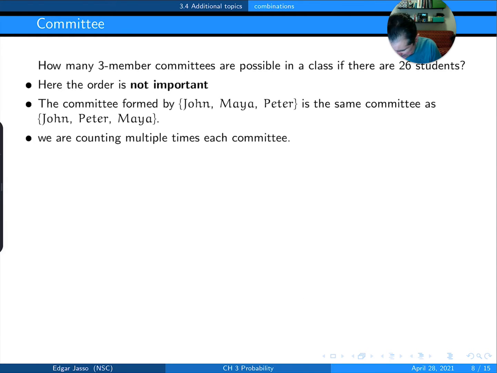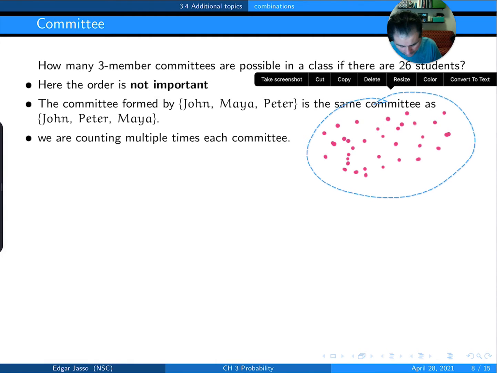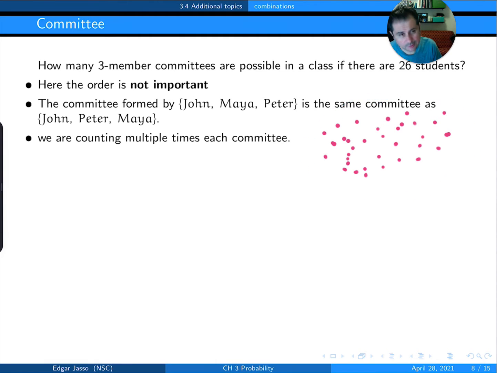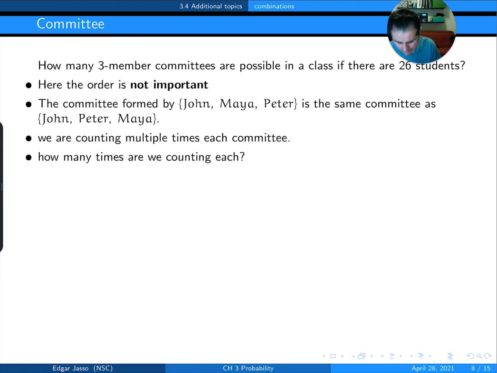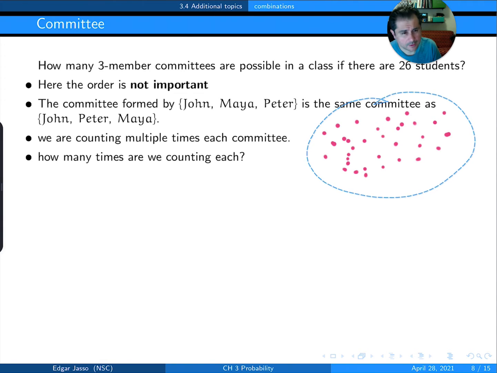If each of these dots represents one possible committee, pretend I have the 15,600 dots right there. If each of those dots represents one committee, then I'm counting the same committee multiple times, like the example up there. How many times am I counting each committee?